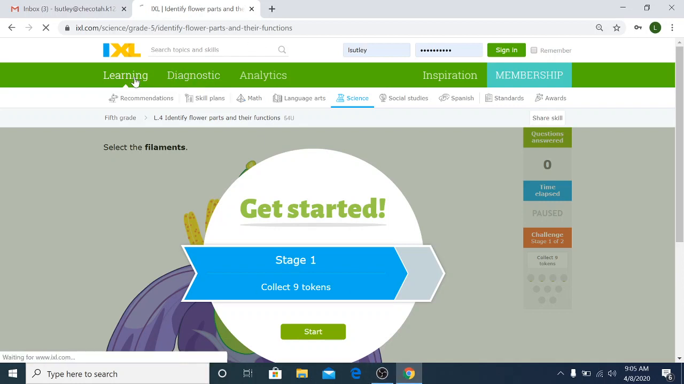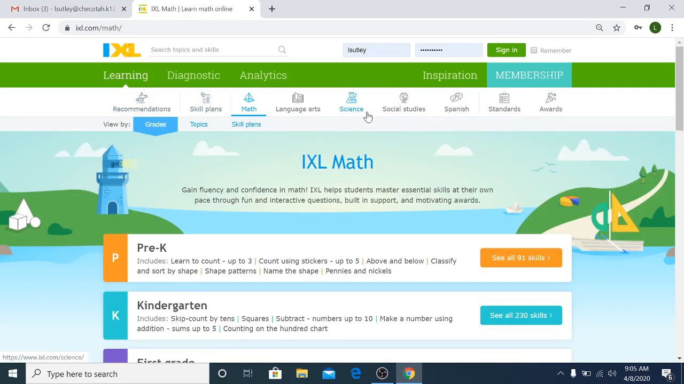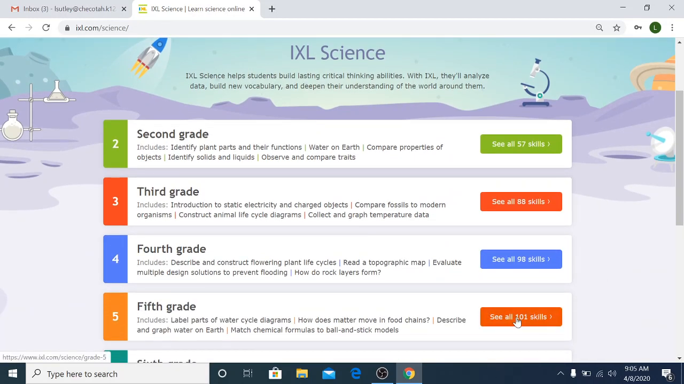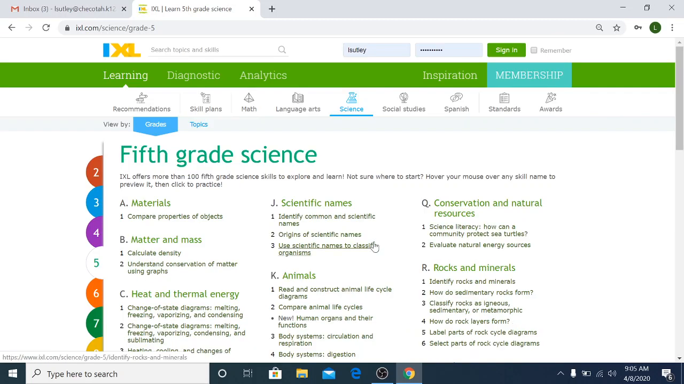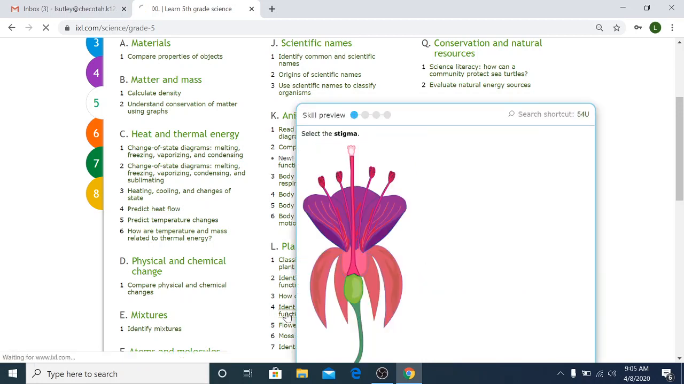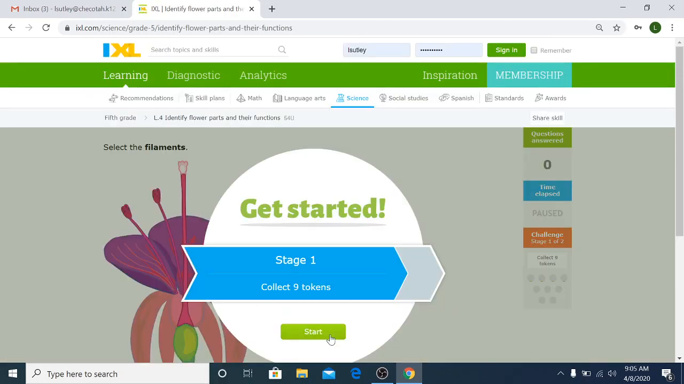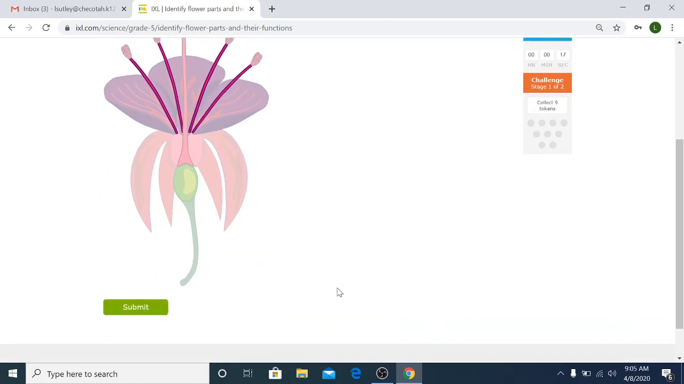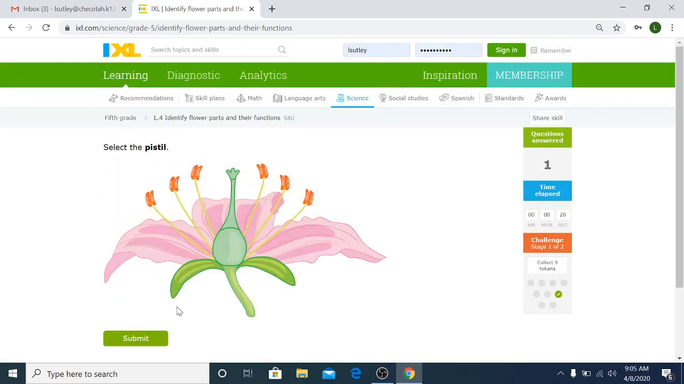So now we're going to switch over to our IXL learning site. 5th grade science, and we want to go down to L4, identifying flower parts and their functions. Today you're going to see a lot of pictures, and it tells us to first select the filaments. And remember, filaments are thin. So here are our filaments. So then we would just click submit.